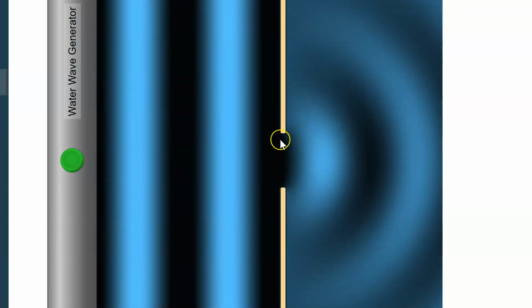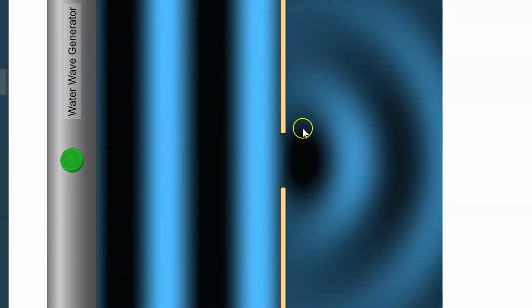Now comes the phenomenon of diffraction. When you pass a horizontal wavefront through a slit, the wavefront is diffracted, and now it becomes a circular wavefront. If we have two slits, then the two circular wavefronts interfere with each other, and you get an alternating pattern of constructive and destructive interference.